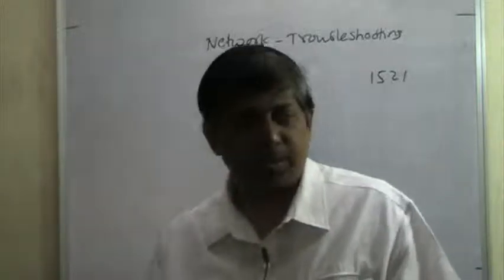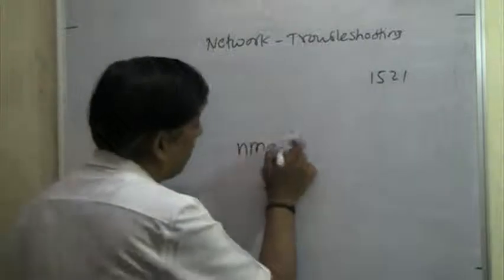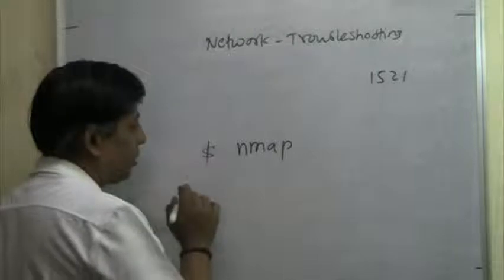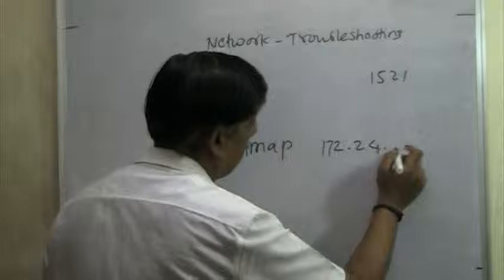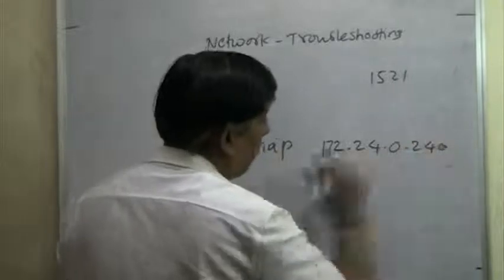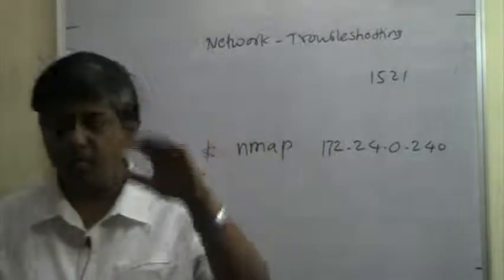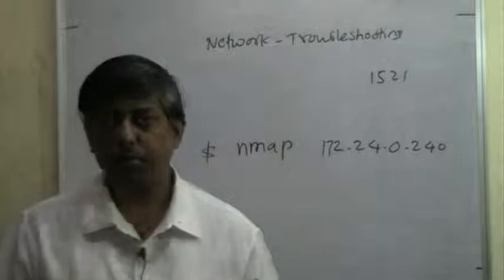Because there are certain Unix commands or networking commands, for example, nmap. Nmap is a command. I would run that on the DOS prompt or Unix prompt with an IP address, let us say 172.24.0.240. If you run this command, nmap will scan each and every port that is open on this machine, and it will give you the list of all the ports that are open.